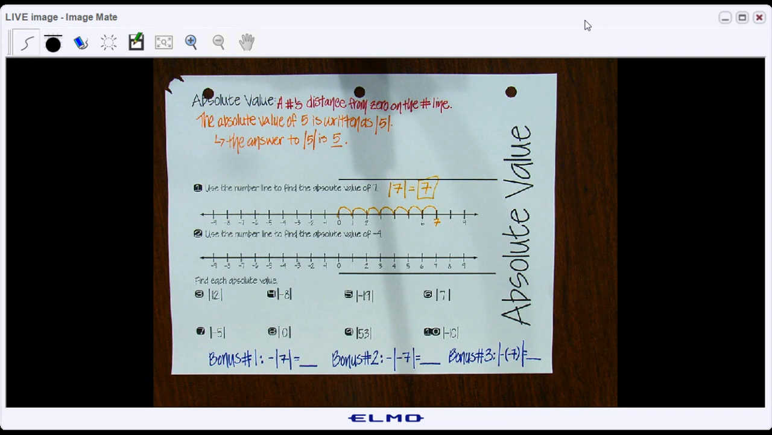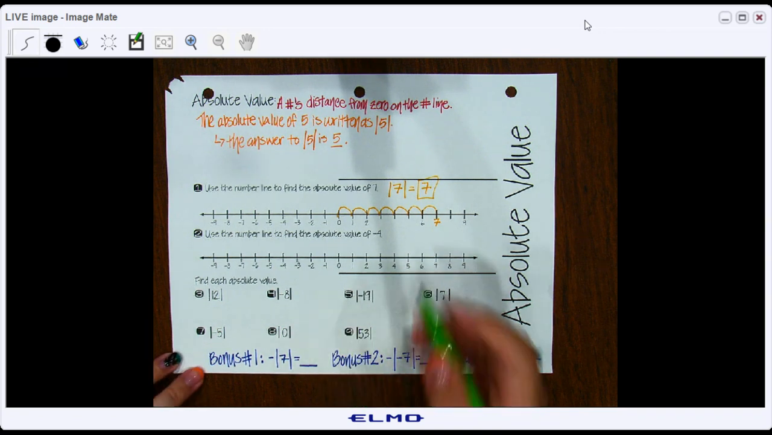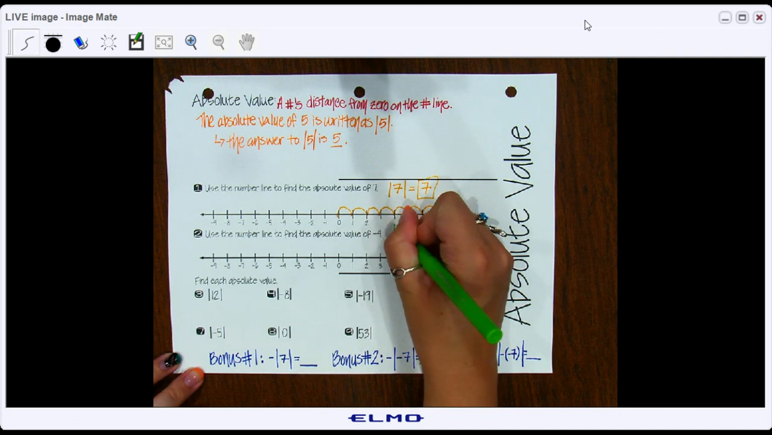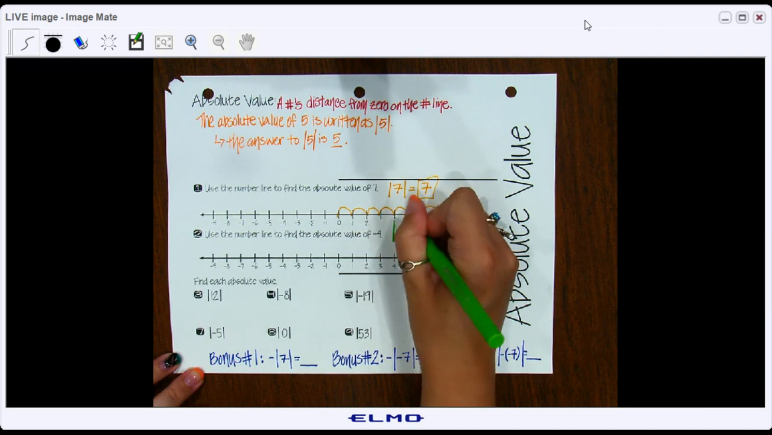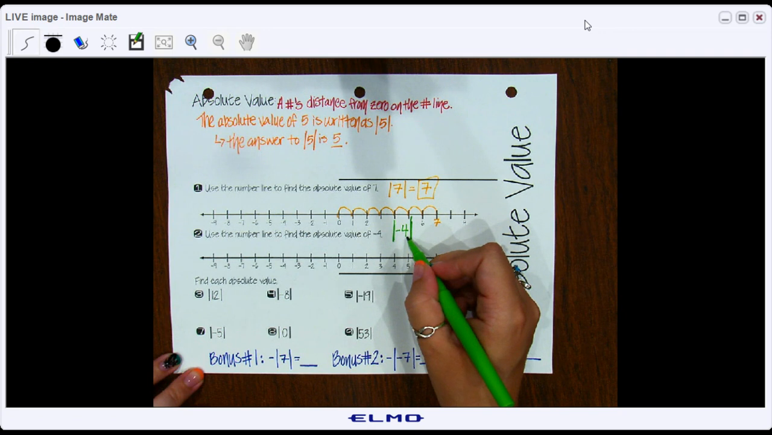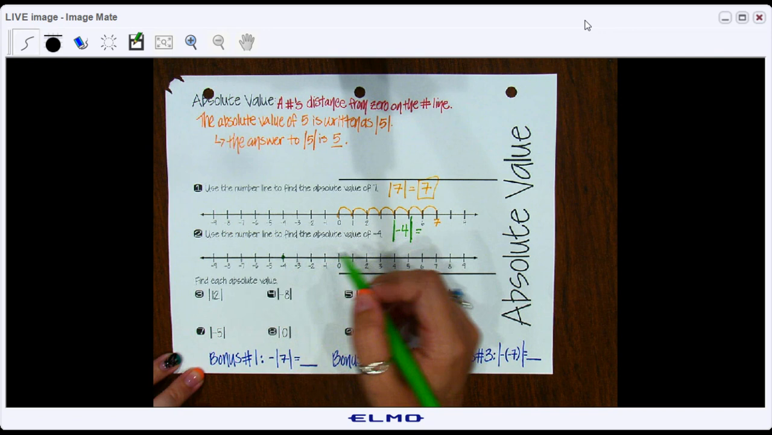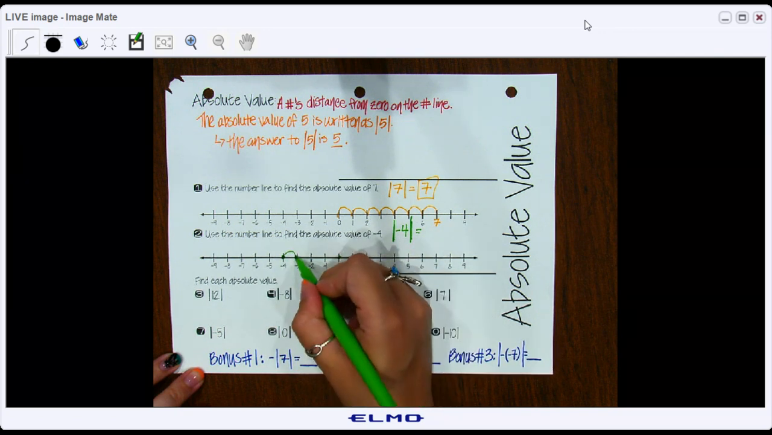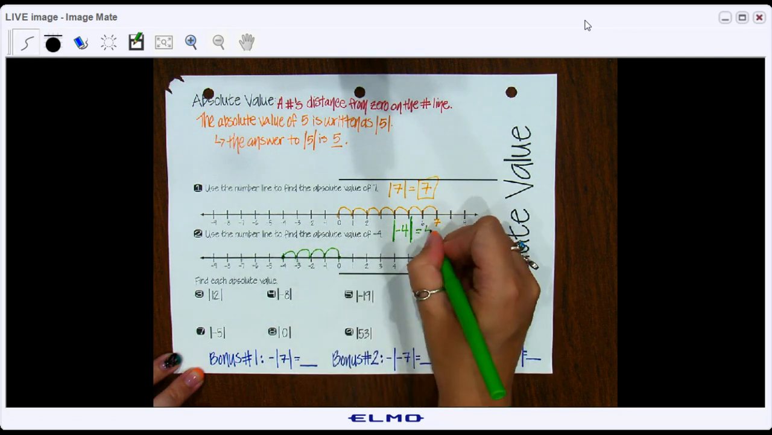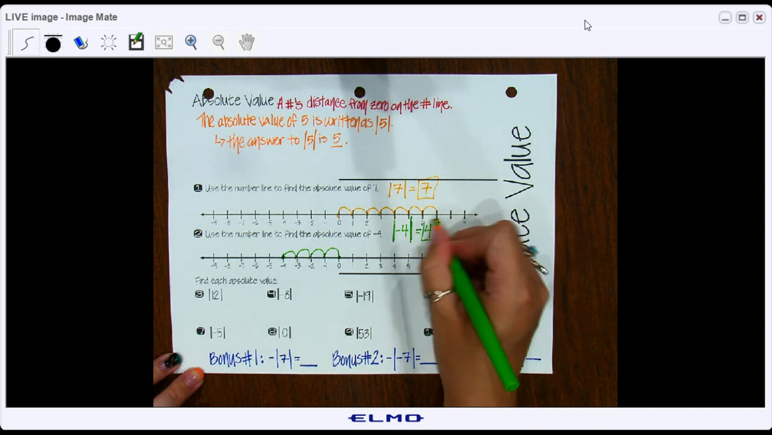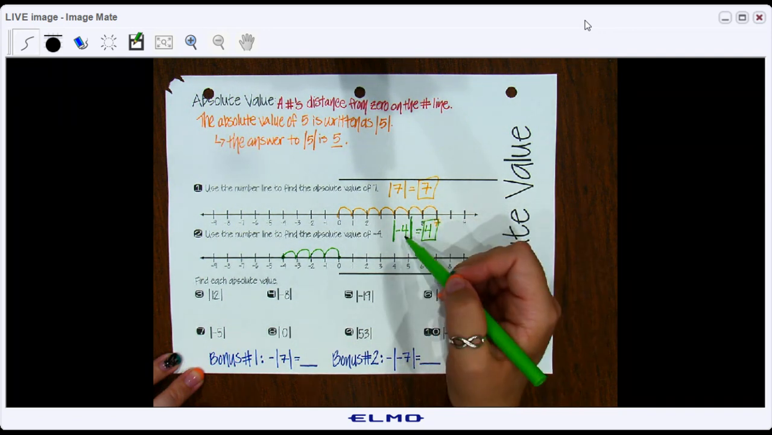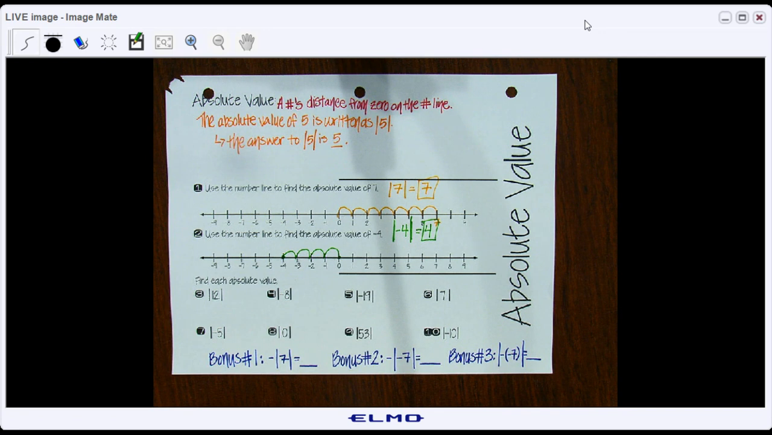Done. Pretty easy, right? Okay, now for this other one, it says use the number line to find the absolute value of -4. Or they would have just written, this is also asking, find the absolute value of -4, please. And so you want to say, well, how far is -4 from 0? It's 1, 2, 3, 4 away. So again, my answer is still positive, whether it started as a positive or a negative, because distances are always positive.